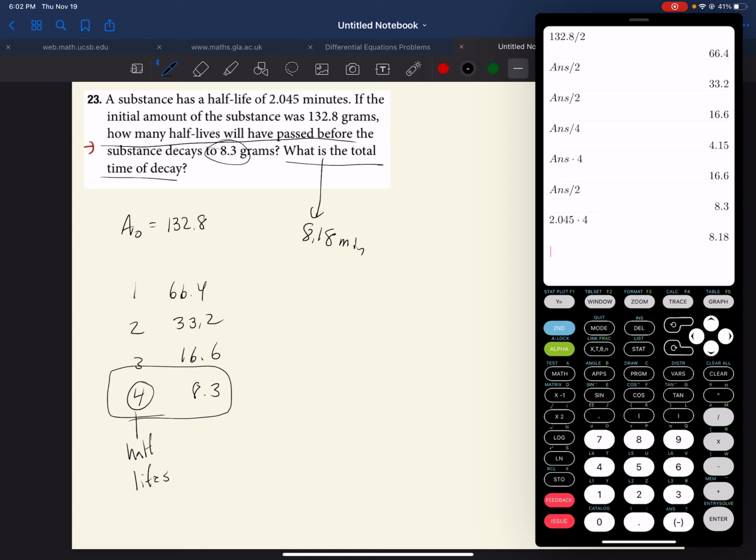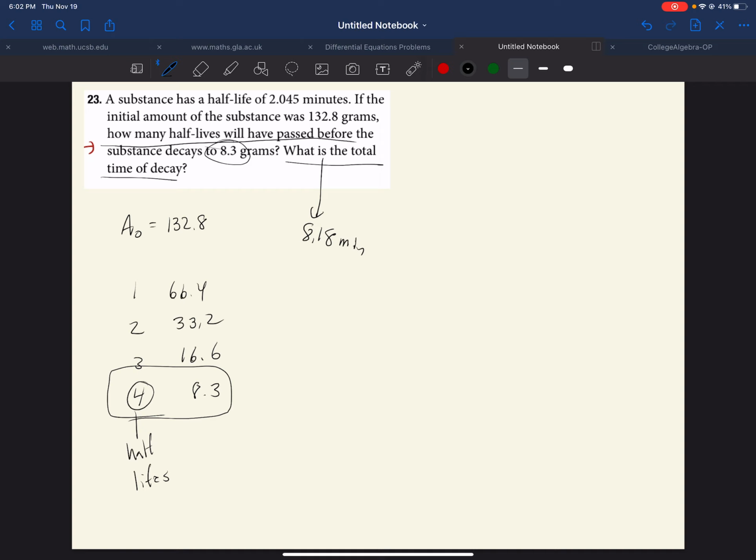And in those 4 half-lives, each one lasts 2.045 minutes. And so it literally takes 8 minutes to radiate off almost that entire sample. Like you started with 132 grams, and after 8 minutes, you have under 10 grams left. That's crazy. Now, that's kind of the easy way of thinking about this problem, okay?